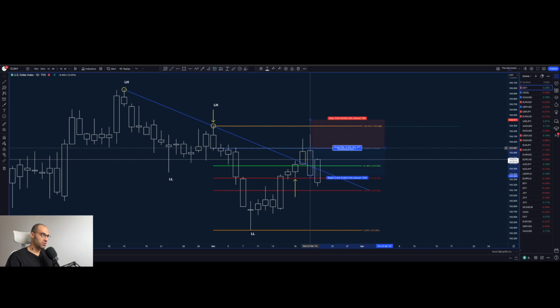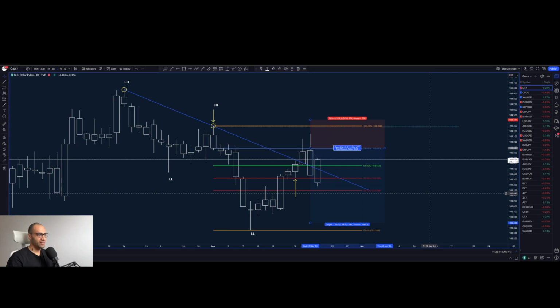So you could have your order here and just sell. I know that here I'm talking about DXY. I'm not talking about a currency pair, so you cannot buy or sell in that specific case which I'm showing right now. But here I'm talking just about price action, and how you can use it.